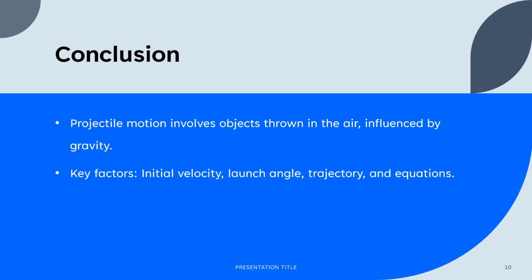And just a little conclusion. Projectile motion involves objects thrown in the air, influenced by gravity. And just some key factors of projectile motion are the initial velocity, launch angle, trajectory, and the equations, the horizontal and vertical equations that go with it.